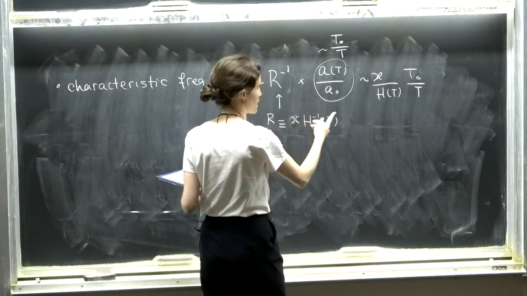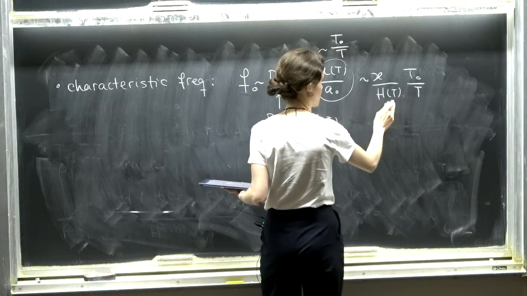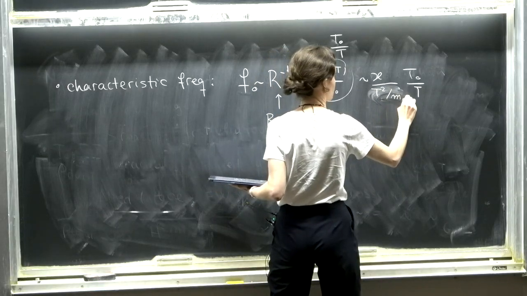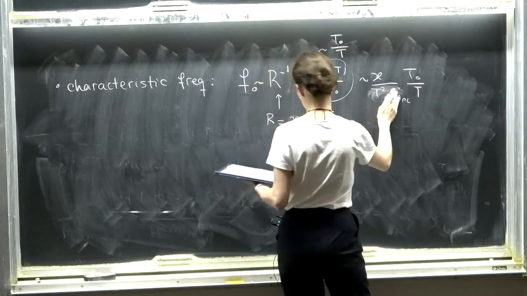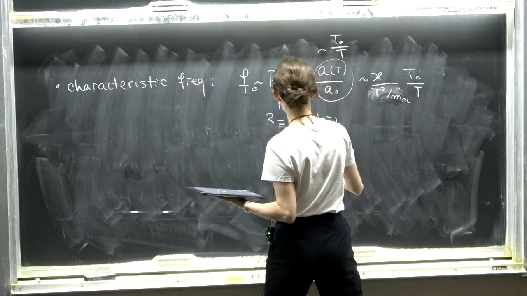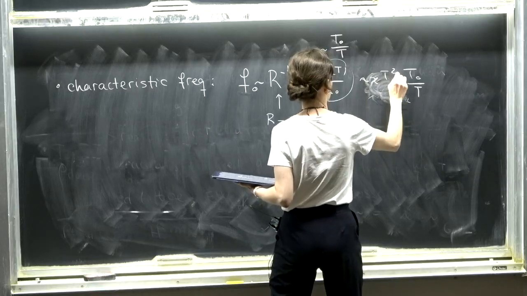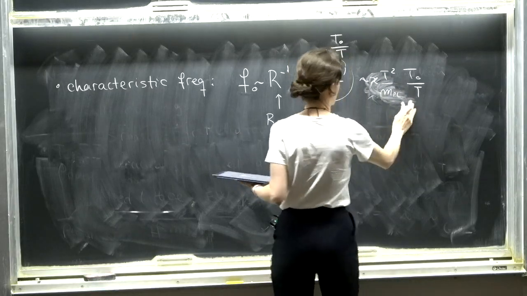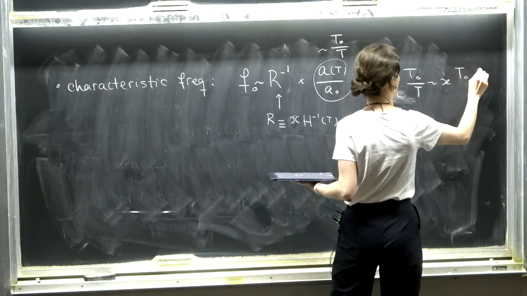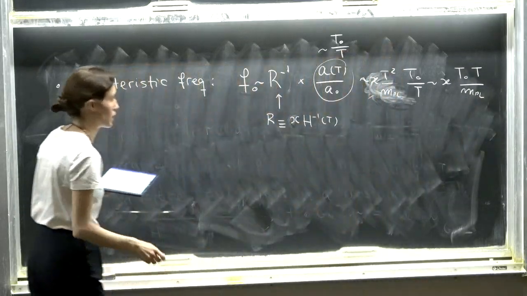But, let's say this is happening in a radiation-dominated universe, then Hubble is just roughly T squared over M Planck. Sorry, this is multiplying, actually. This is x times Hubble, T squared over M Planck. So the frequency we would observe today, up to this numerical factor, would be set by the temperature at which this happened, and then multiplied by T naught over M Planck.